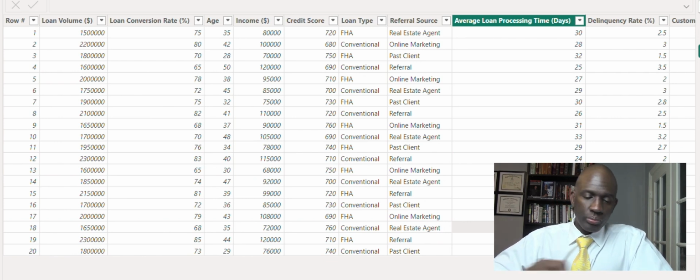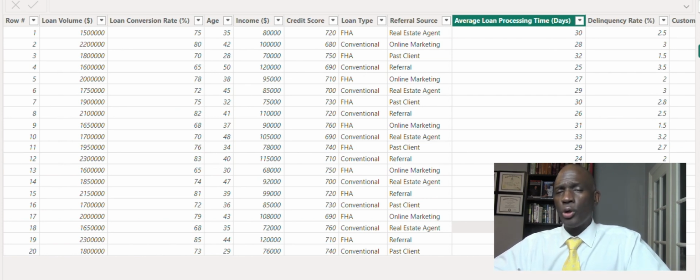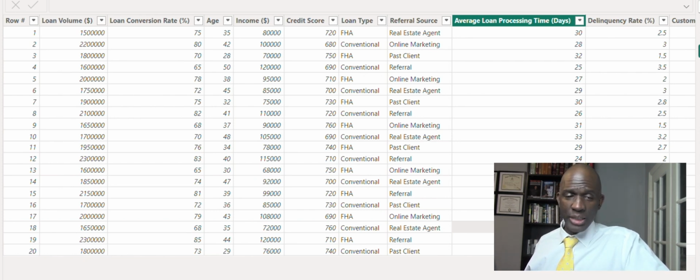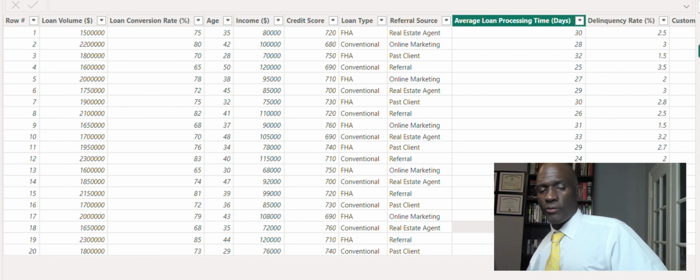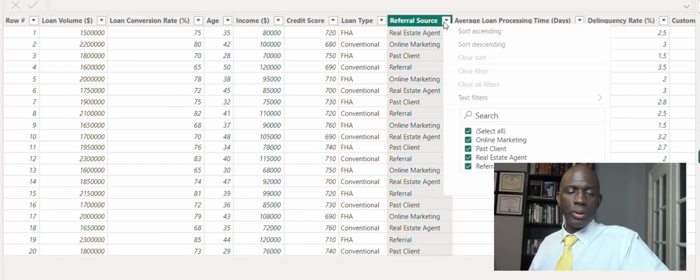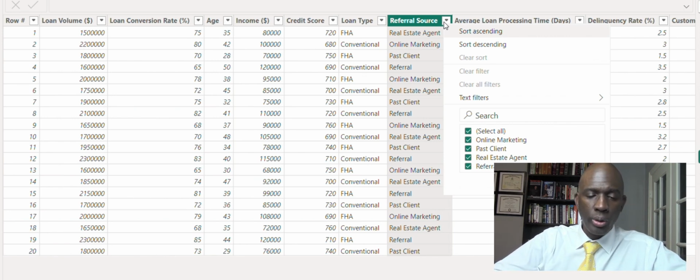So it's very important to know where your referrals are coming from, where your referral sources are coming from, because you could be spending a lot of money on online advertisement, but if the majority of your business is coming from a referral, it's like, hey, I may want to cut back a little bit on this online advertisement or billboard, right?